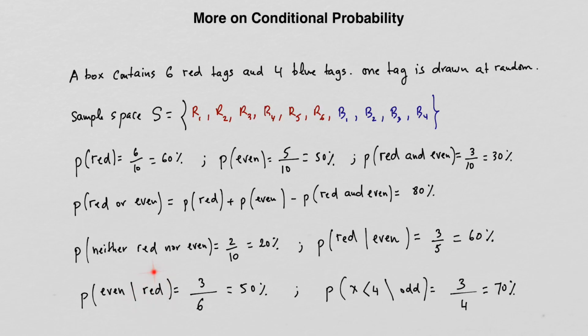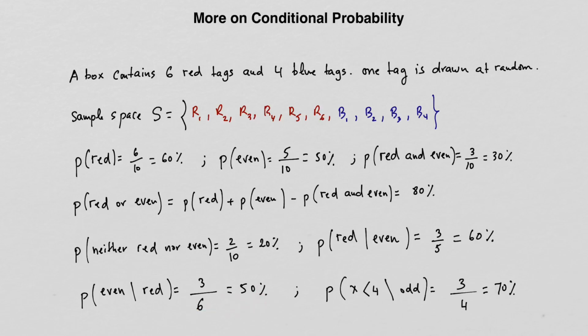So out of the red, considering only the red, how many of them are even? Well, let's look at the red, this number. Out of the red, we have 6 red, so I put 6 here. Again, on the conditional probability, this is the time you don't write 10 anymore. So out of the red, in which we have 6, how many of them are even? There is this one, and that one. So it's 3 out of 6, which is 50%.